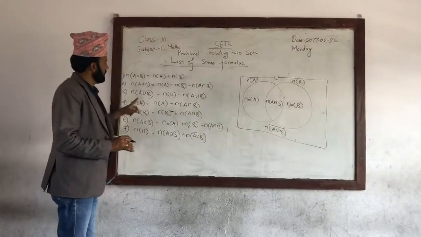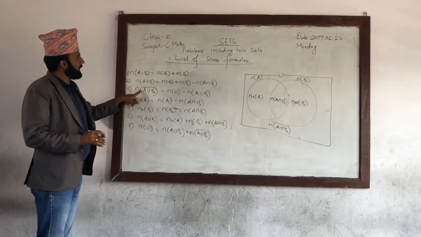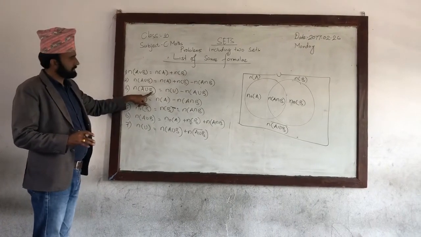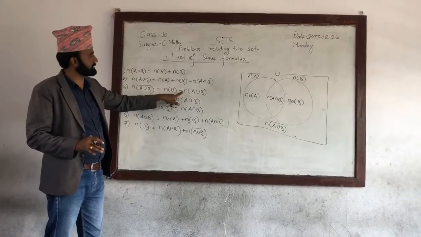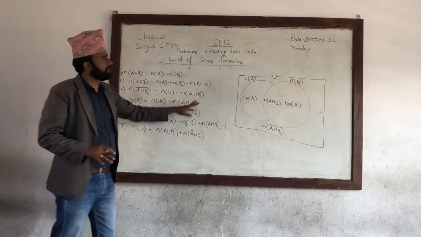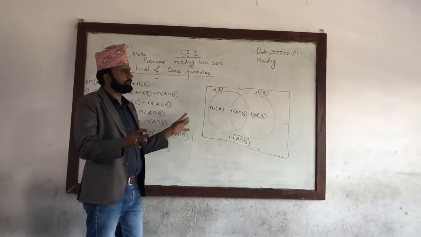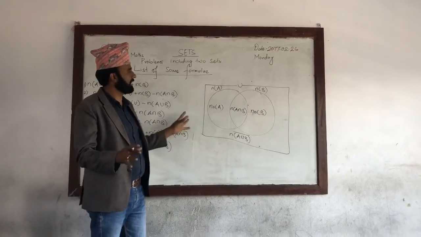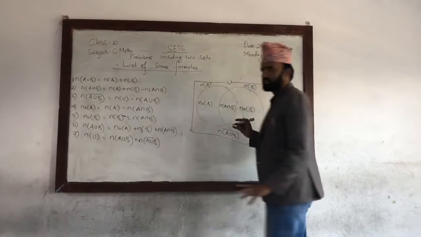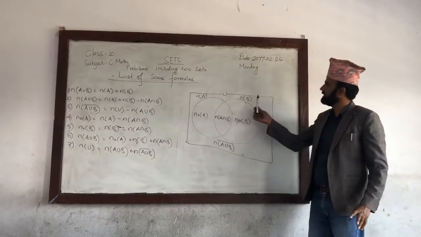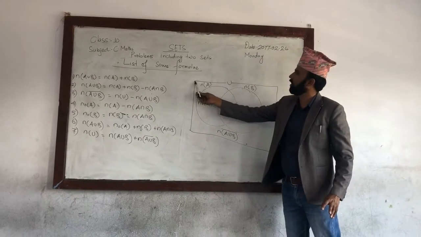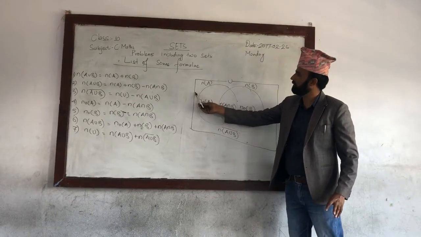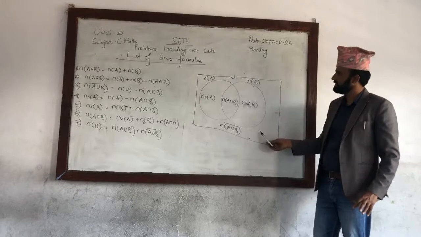Now, n of (A union B) complement means n of U minus n of (A union B). You can clearly see from the Venn diagram. If you subtract these rectangular portions, they contain all elements of the universal set.